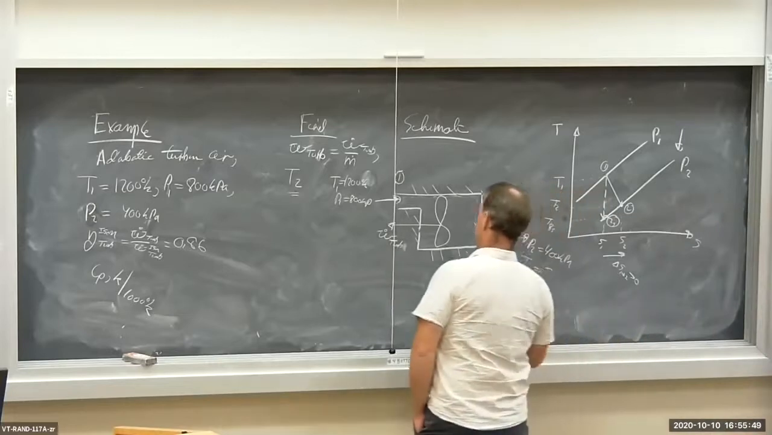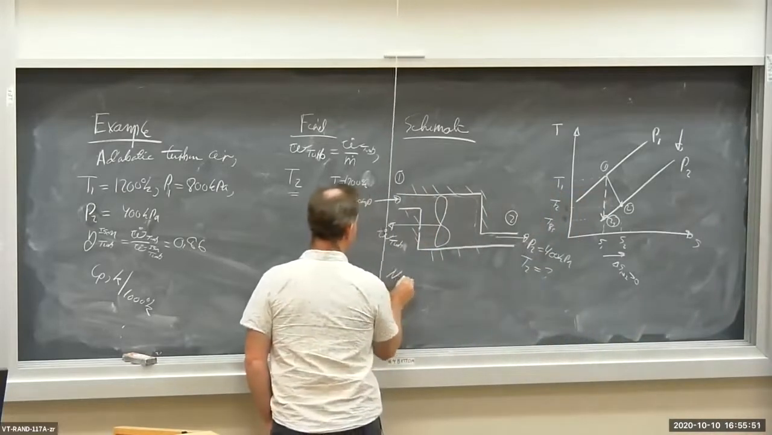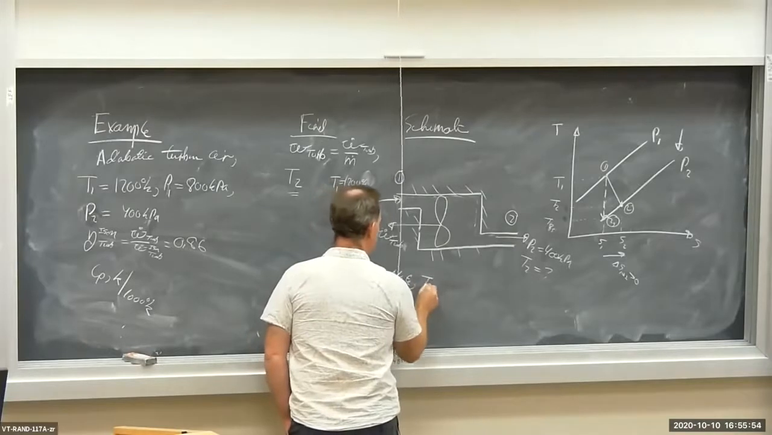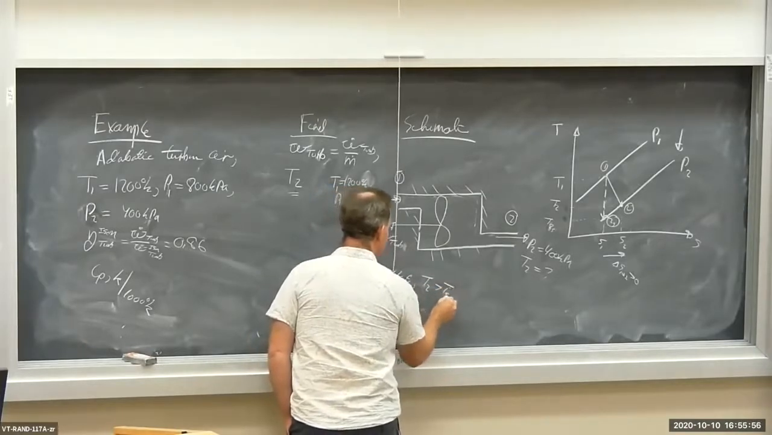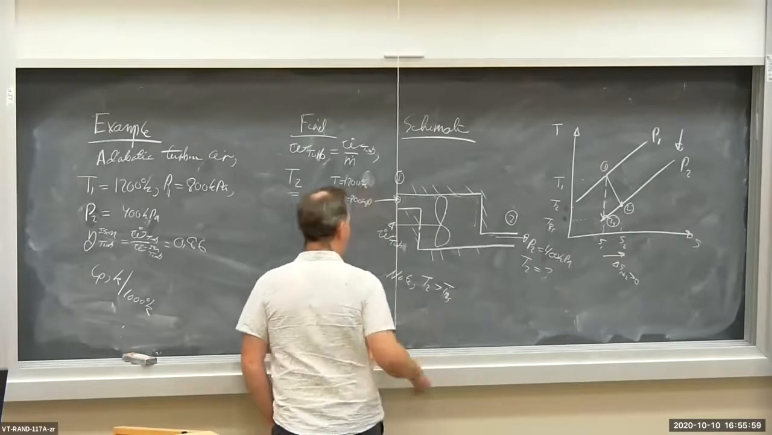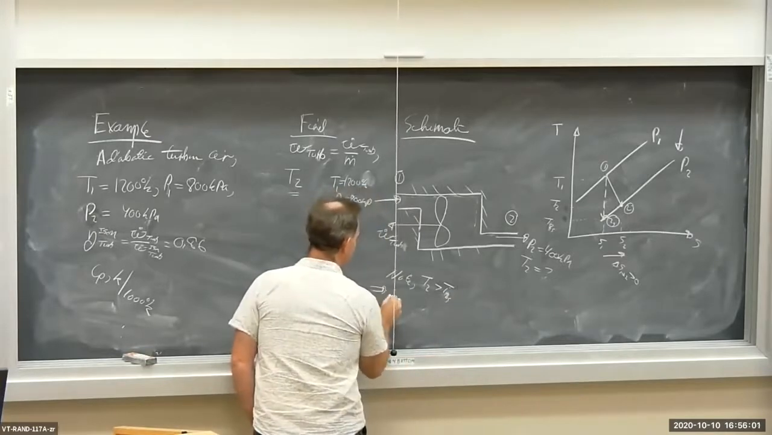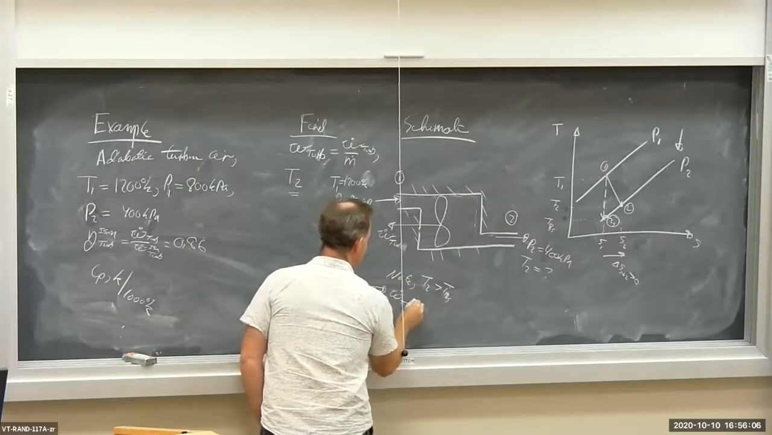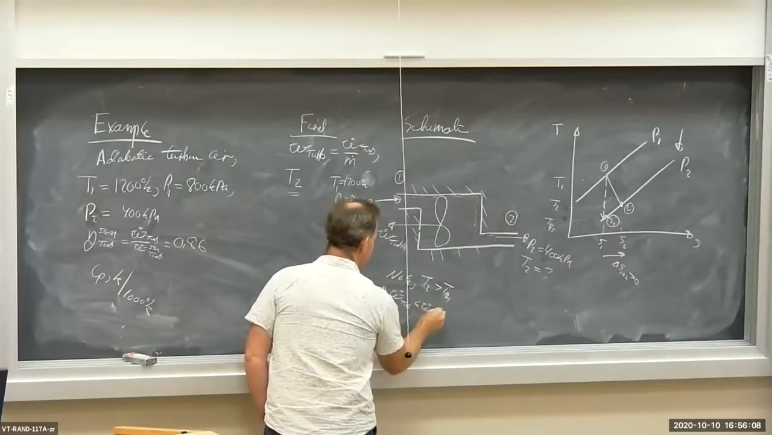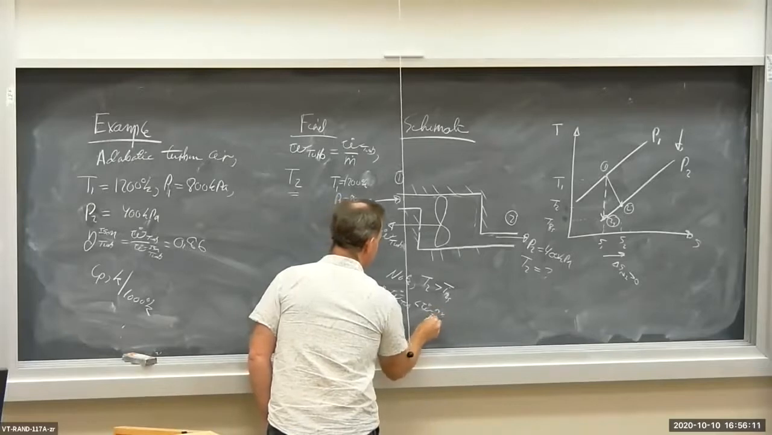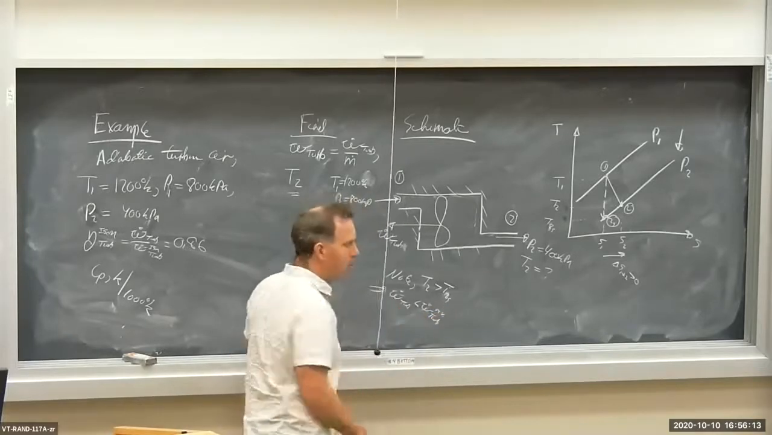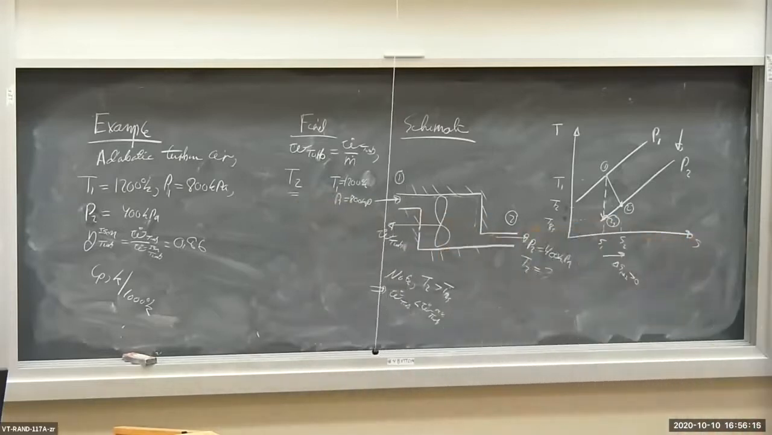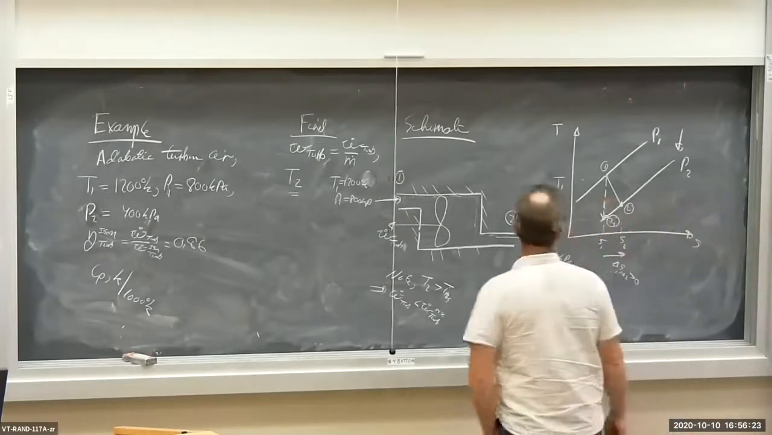So I'll just write this right here. Note, T2 is greater than T2s. Why? Because W dot turbine is less than W dot from the reversible turbine. The reversible turbine is extracting more energy from the flow and producing more work, so the temperature is falling further for the reversible turbine. Okay?